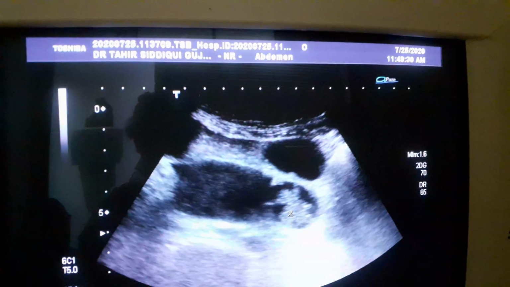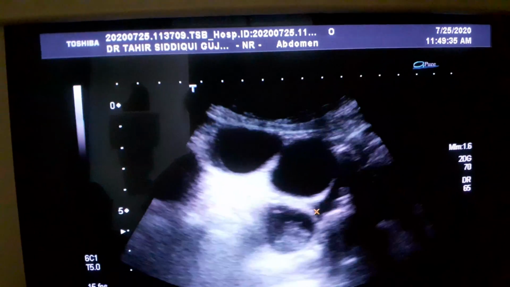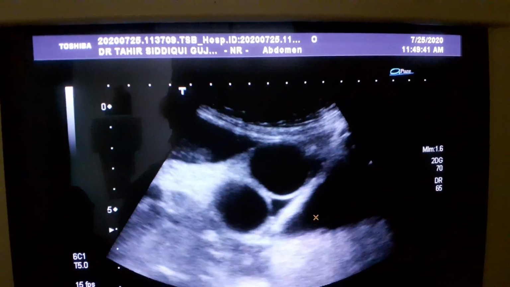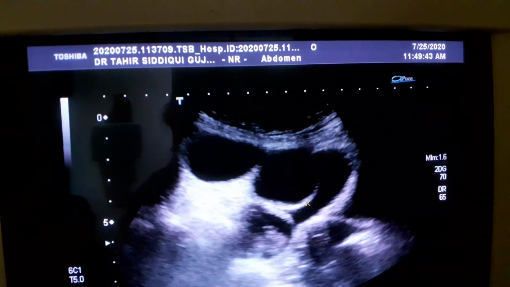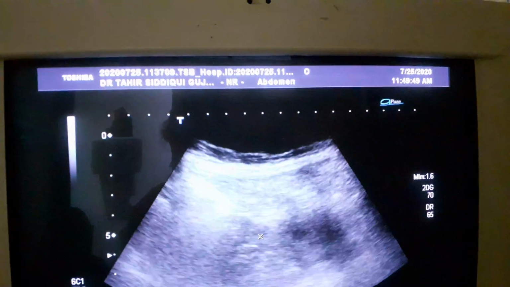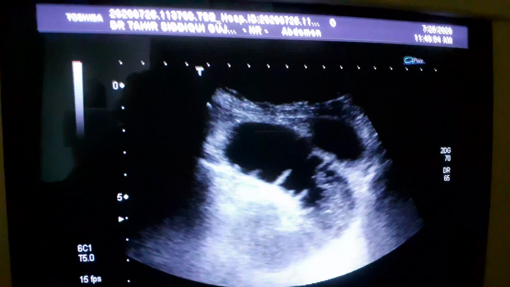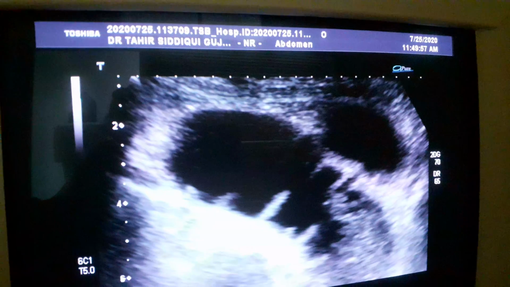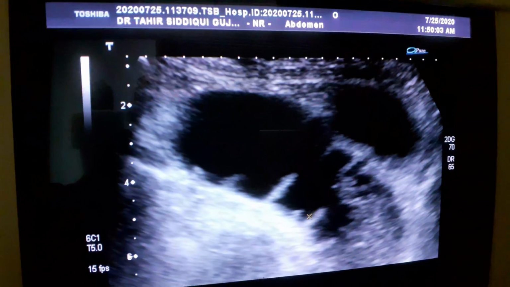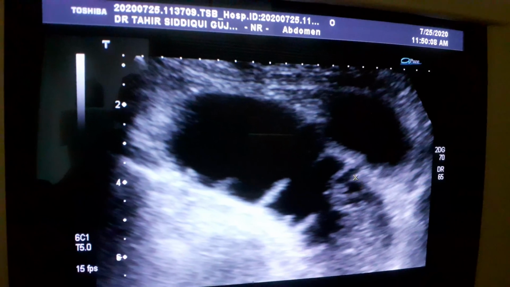And I move the probe from transverse to longitudinal. So now this is the urinary bladder. This area is the urinary bladder. Here you see a small amount of fluid, ascites, and not only here. You see the obstructions. This is the food material. These linear structures that you are seeing along the wall are obstructions.